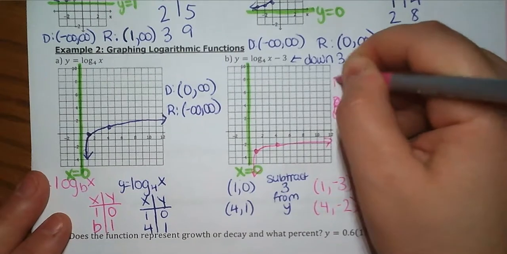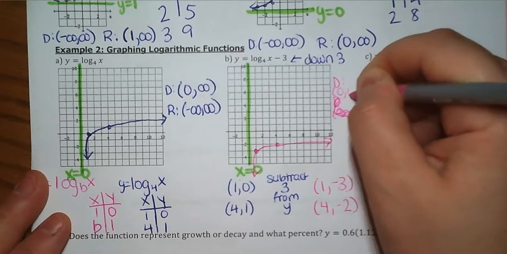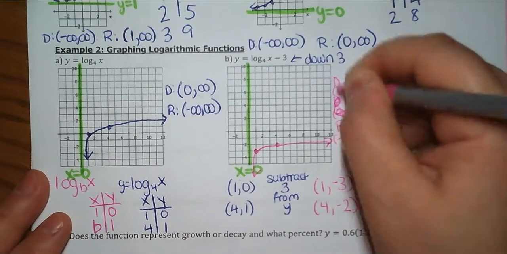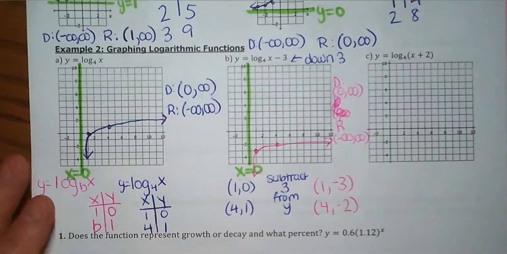The domain here is going to be 0 to infinity. The range is going to be -infinity to infinity. And we've got one more here.